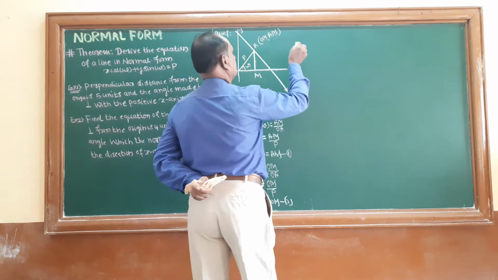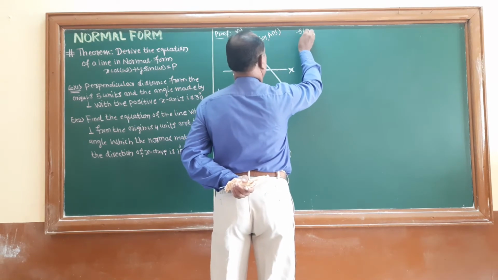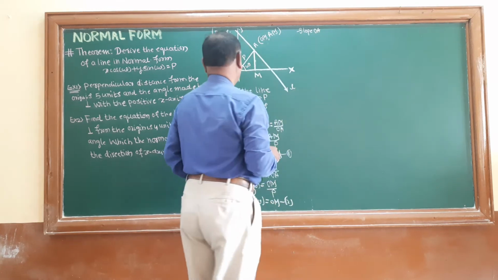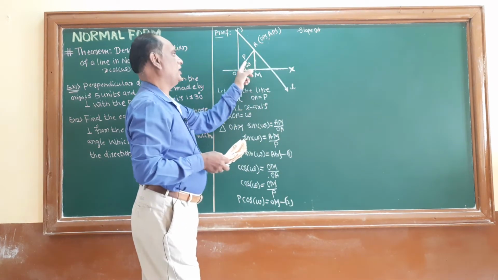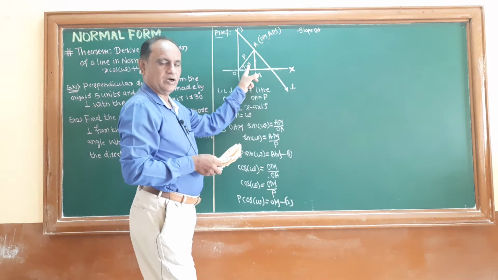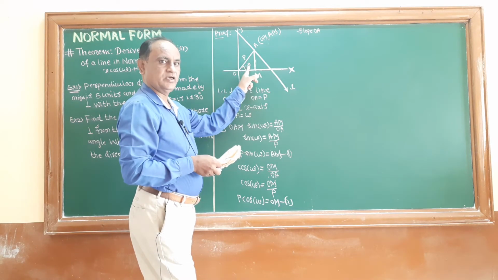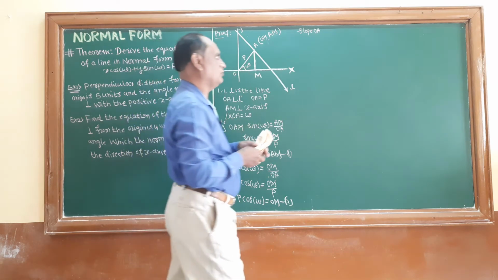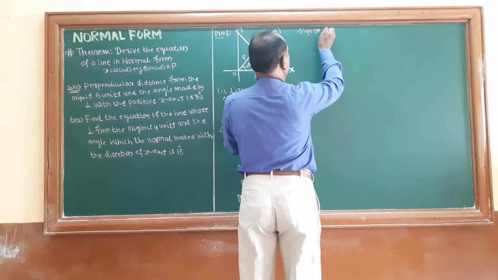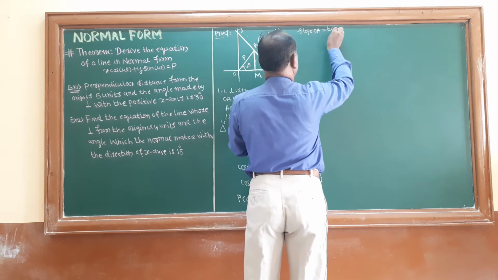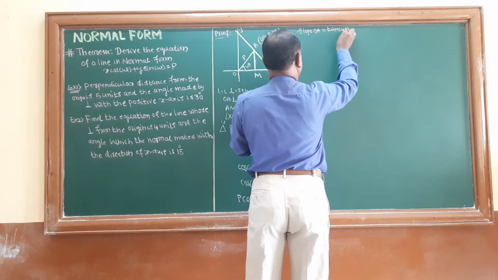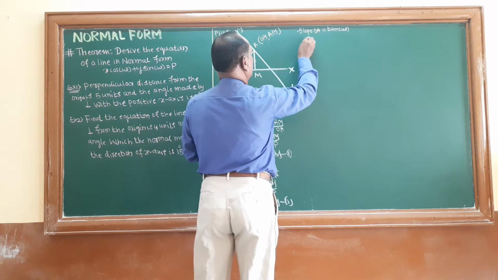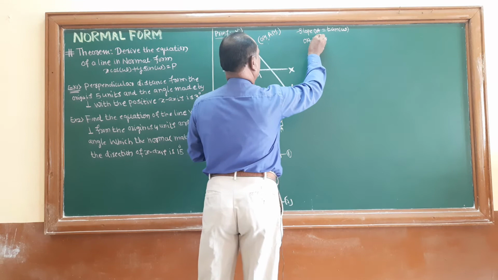Now very simple, right. The slope of the straight line OA, that makes an angle omega with the positive direction of the x-axis. Therefore the slope of OA is tan omega. Look at this diagram. OA is perpendicular to the line L.